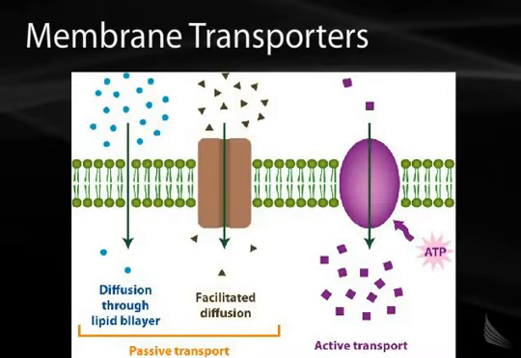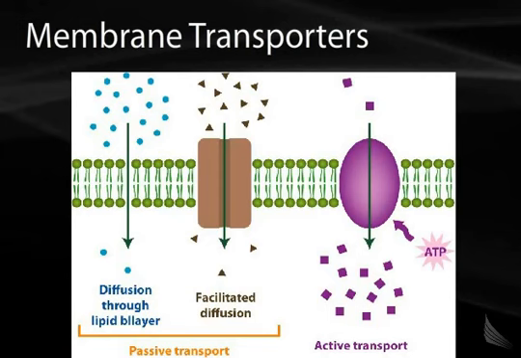There are several mechanisms by which a small molecule can get across a membrane. For molecules that are nonpolar, they can simply diffuse across a lipid bilayer, and that's shown here in the example of the pale blue circles.